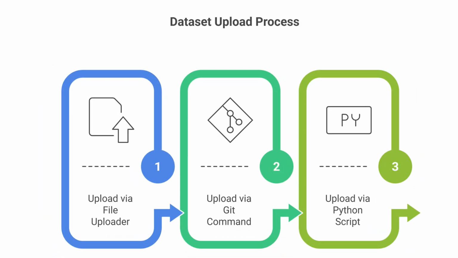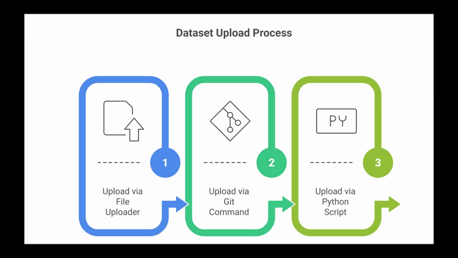There are some processes to upload the dataset, as below. Upload the dataset by file uploader from a local CSV file. Upload the dataset by git command from a local CSV file. Upload the dataset by Python script from Google Colab.